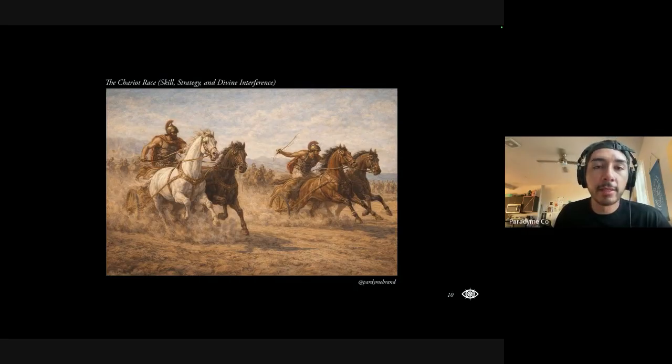The chariot race, skill, strategy, and divine interference. The first and most important event is the chariot race. Heroes compete fiercely, using both skill and strategy to gain advantage. Antilochus uses clever maneuvering rather than pure speed to place well.